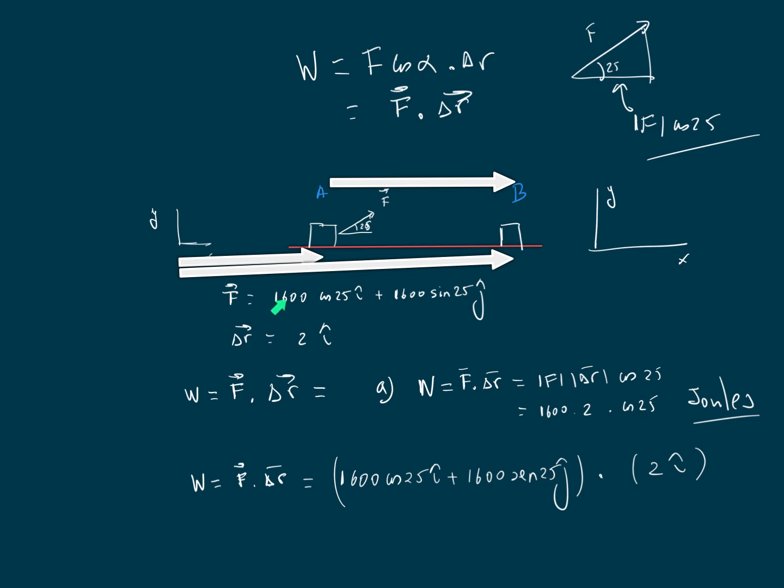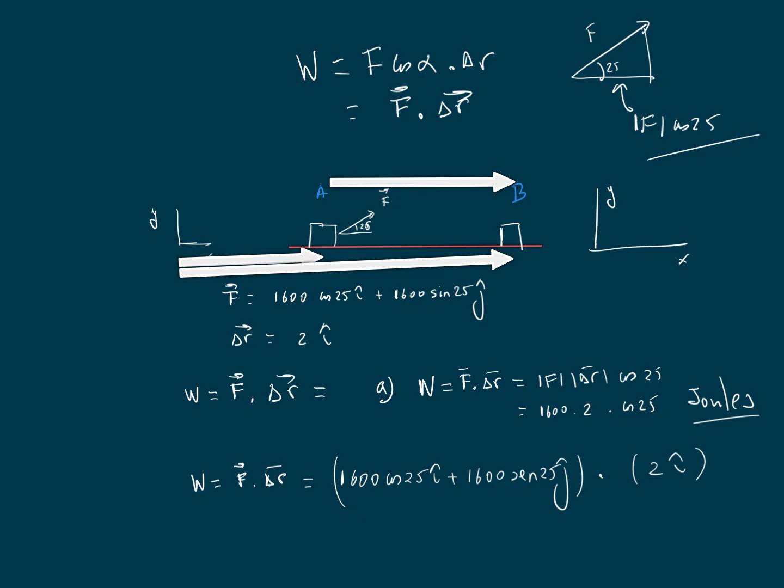So the force is 1,600 cosine of 25 in the i direction plus 1,600 sine of 25 in the j direction. And the displacement is going in the x direction, so the displacement is 2 kilometers in the i direction. So the work is the force dot the displacement. It's the dot product because it projects the force onto the direction of the displacement.